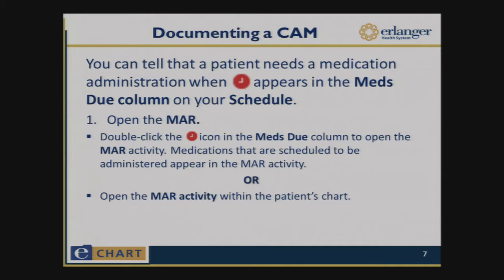So what you need to do when you see that is to go into the MAR. And there's always multiple ways to do something in Epic, multiple places to go. I wrote down 2 different options. If you're already on the schedule and you see that little red clock, you can double click on that and it will automatically open you into the MAR. And all those medications that are scheduled to be administered will show up on the MAR.